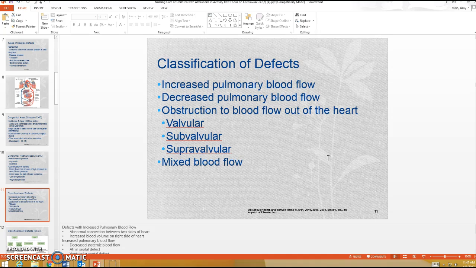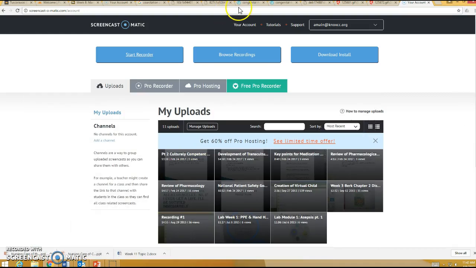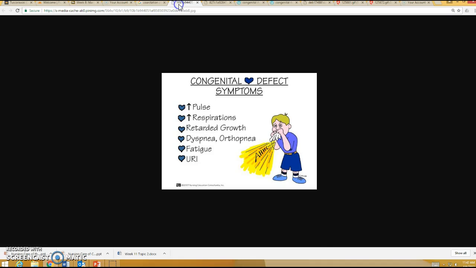So, heart defects are classified as increased pulmonary blood flow, decreased pulmonary blood flow, obstruction to blood flow out of the heart, which can be either valvular or vessel-wise that's causing an obstruction, or what's called a mixed blood flow. And I do have some cool little pages here that I have pulled up.